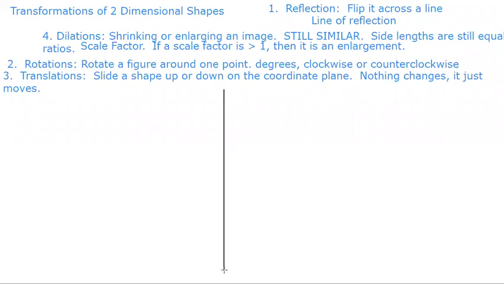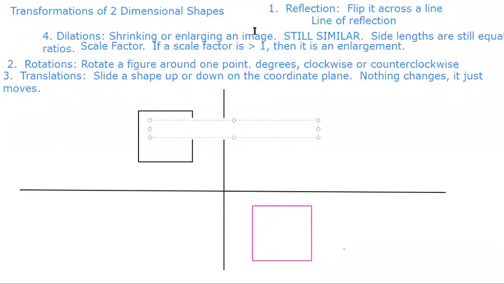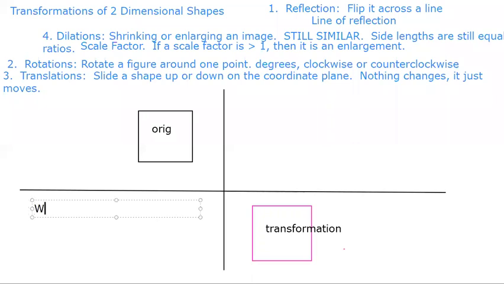So let me just put a shape on here. And then we'll look at the pink one. Now, if given this is the original, and this is the transformed, what is the rule of transformation? The translation rule.